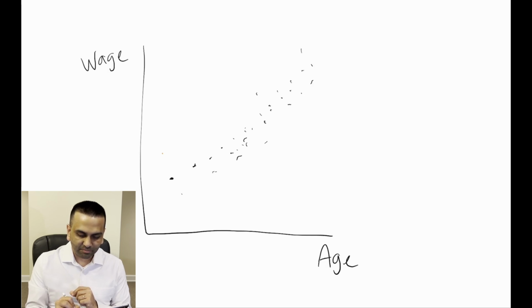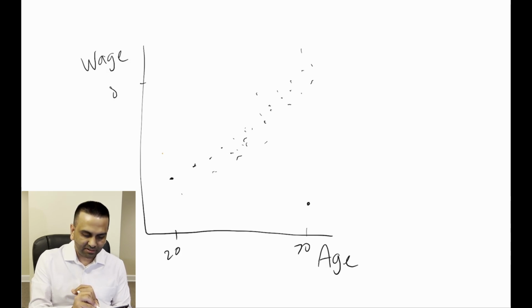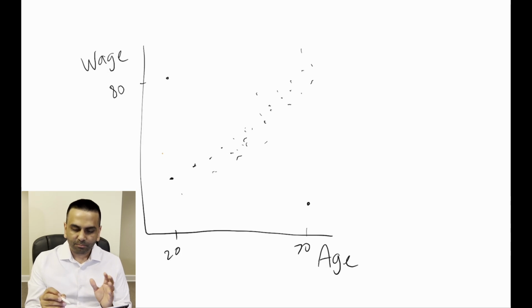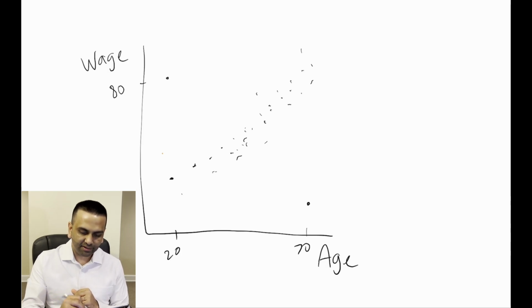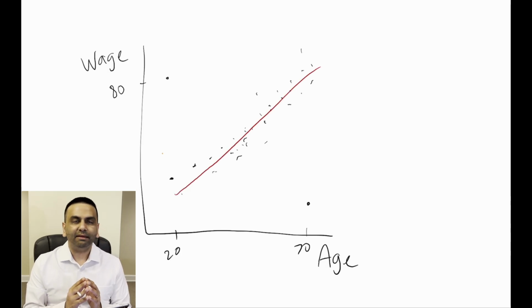You might have somebody here who's 70 years old and only makes 10 bucks an hour. They're over here. You might have somebody here who's 20 and makes $80 an hour. They're over here. But for the most part, the trend looks something like this.